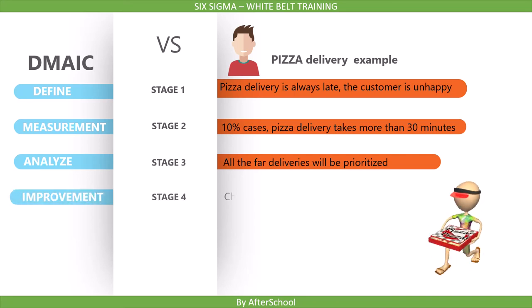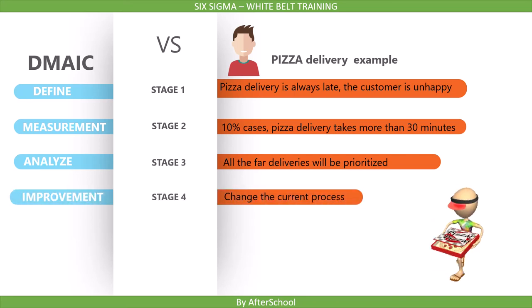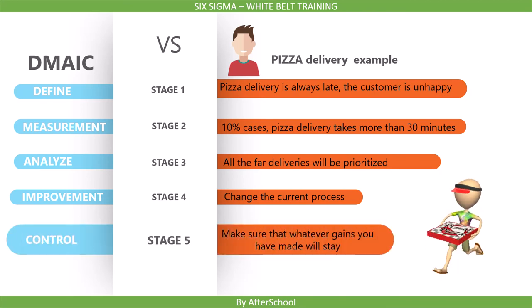The next step is improvement. In the improvement stage, you will change the current process and include the improvement points based on the analysis stage. The next step is control. Control will make sure that whatever gains you have made will stay with the project in the future. Because if you don't do the control activity, you will move back to the old state.